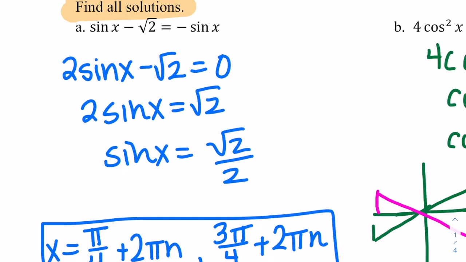So considering 2 sine x minus 2, you can isolate that to equal sine of x equals root 2 over 2. Again, we know that sine is going to be positive in the first and the second quadrant. So that's going to be a 45, 45, 90 triangle, and that's going to be pi over 4 plus 2 pi n and 3 pi over 4 plus 2 pi n.